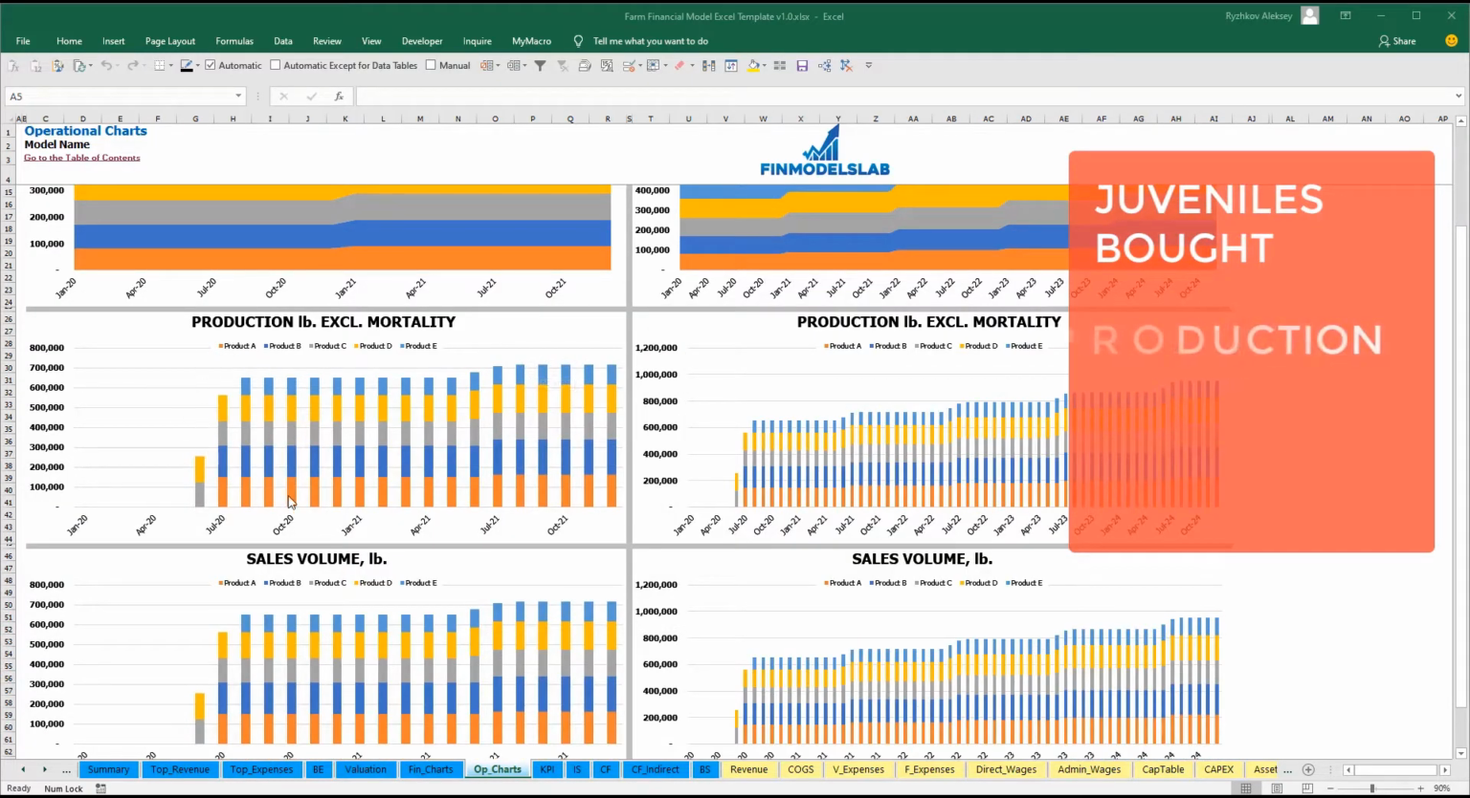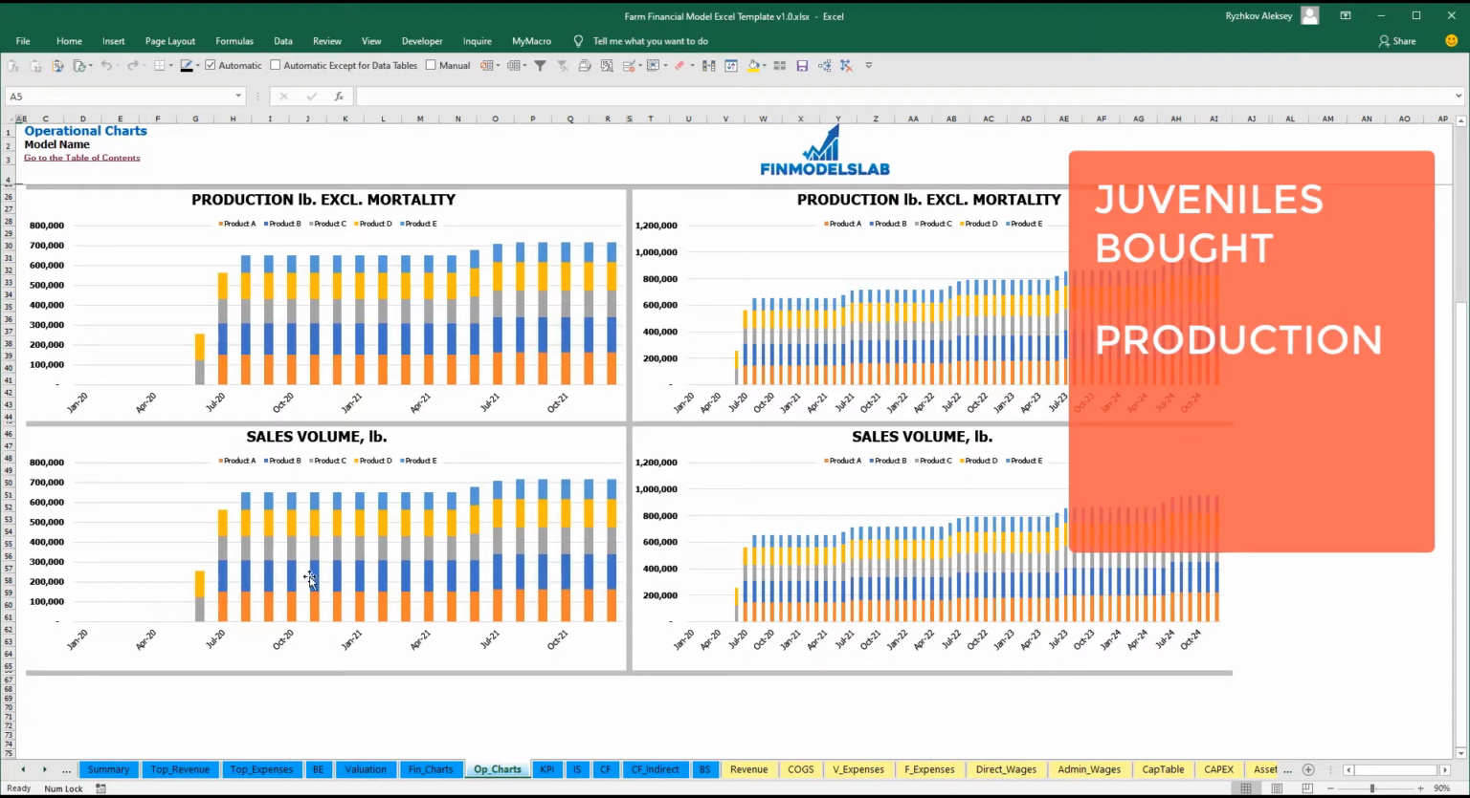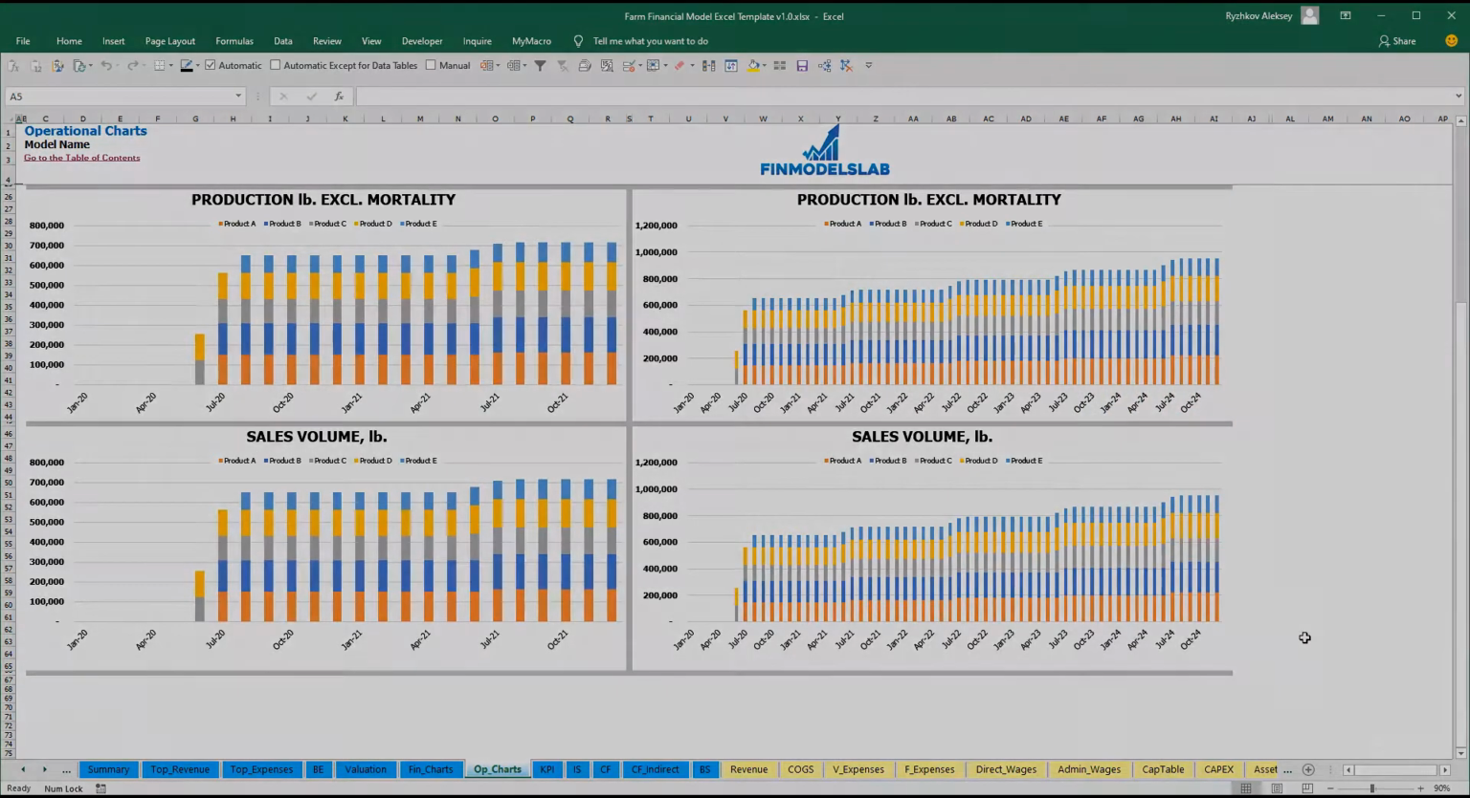The next set of charts will show you the production in pounds excluding the mortality rate, also by months for 2 years and for the 5 years. And the last set of charts will show you the sales volume in pounds broken down by products for 2 years and for the 5 years broken down by months.